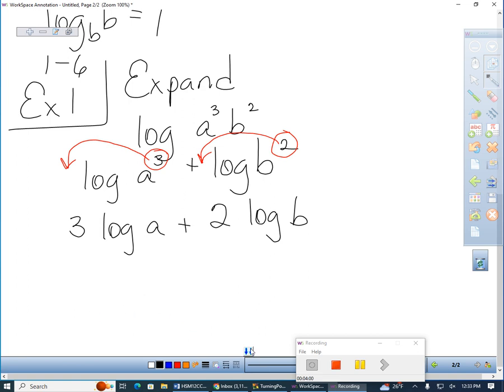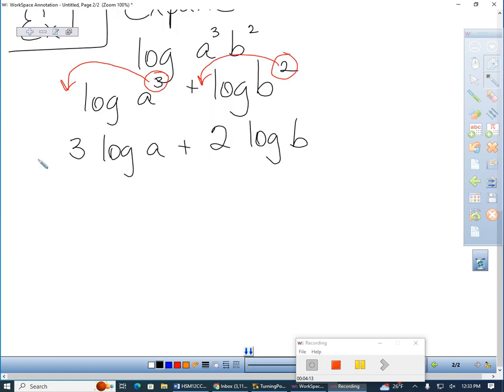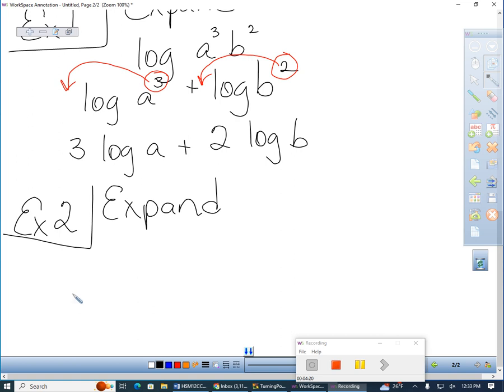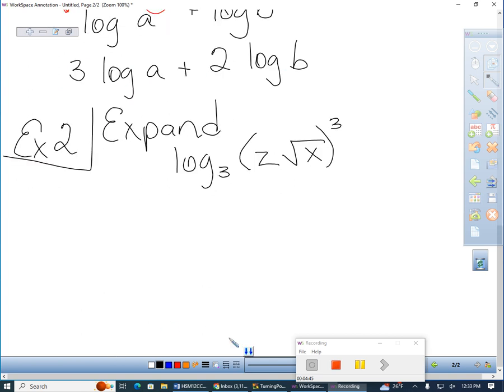All right, let's do one a little bit harder. Example number 2. Again, let's expand it. Let's do the log base 3 of z square root x to the third. Yep, we're going to expand this.